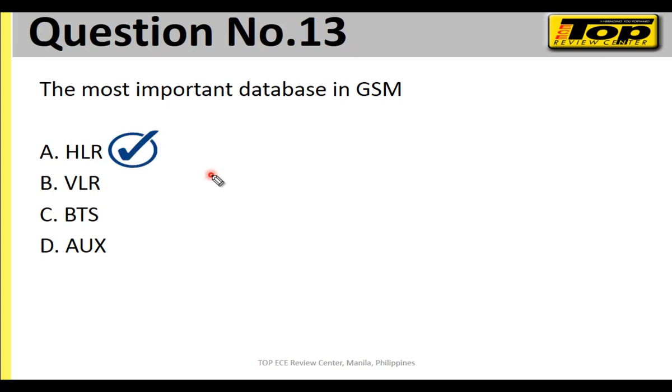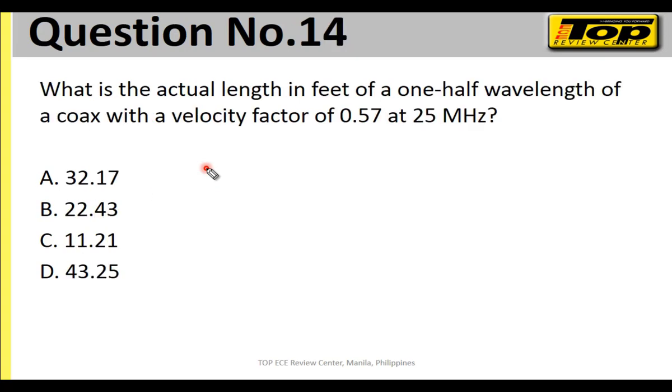Okay? Bakit siya yung pinaka-importante? Because it stores the permanent data about subscribers. While yung VLR, from the name itself, is a Visitor Location Register. It only stores information temporarily of a subscriber within a service area. Okay, kaya ang pinaka-importante is the HLR or the Home Location Register. That's number 13, letter A. Next number 14. Ito madali lang ito, no?